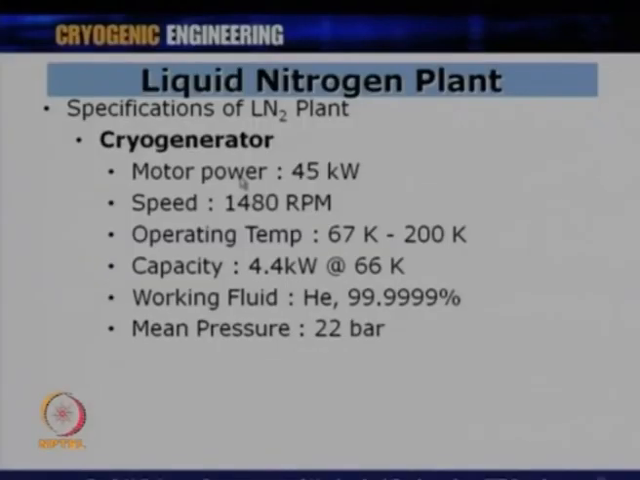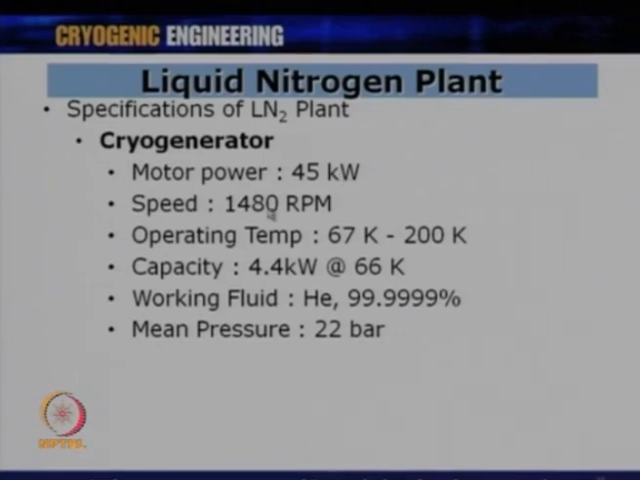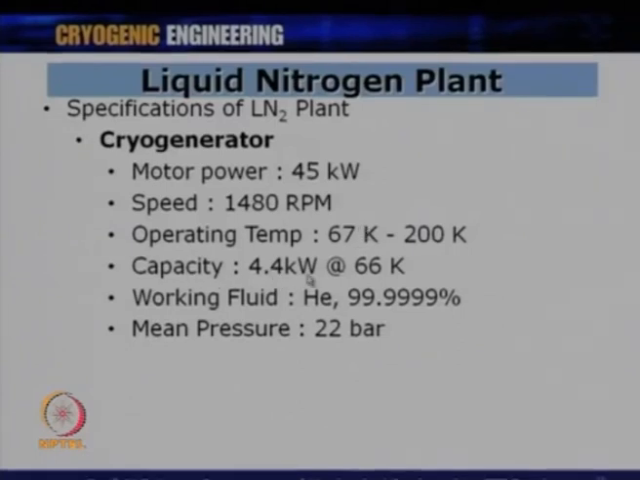The nitrogen plant has a motor power of 45 kilowatt. If the gas input is nitrogen, it will take 45 kilowatt to condense this nitrogen in order to get 50 liter per hour production. The speed is 1480 RPM. The operating temperature could be 67 to 200 Kelvin. What we have in this case will be 77 Kelvin to liquefy nitrogen. Cooling effect is around 4.4 kilowatt at 66 Kelvin. But what we want is at 77 Kelvin and the capacity could be around 5 kilowatt in this range.